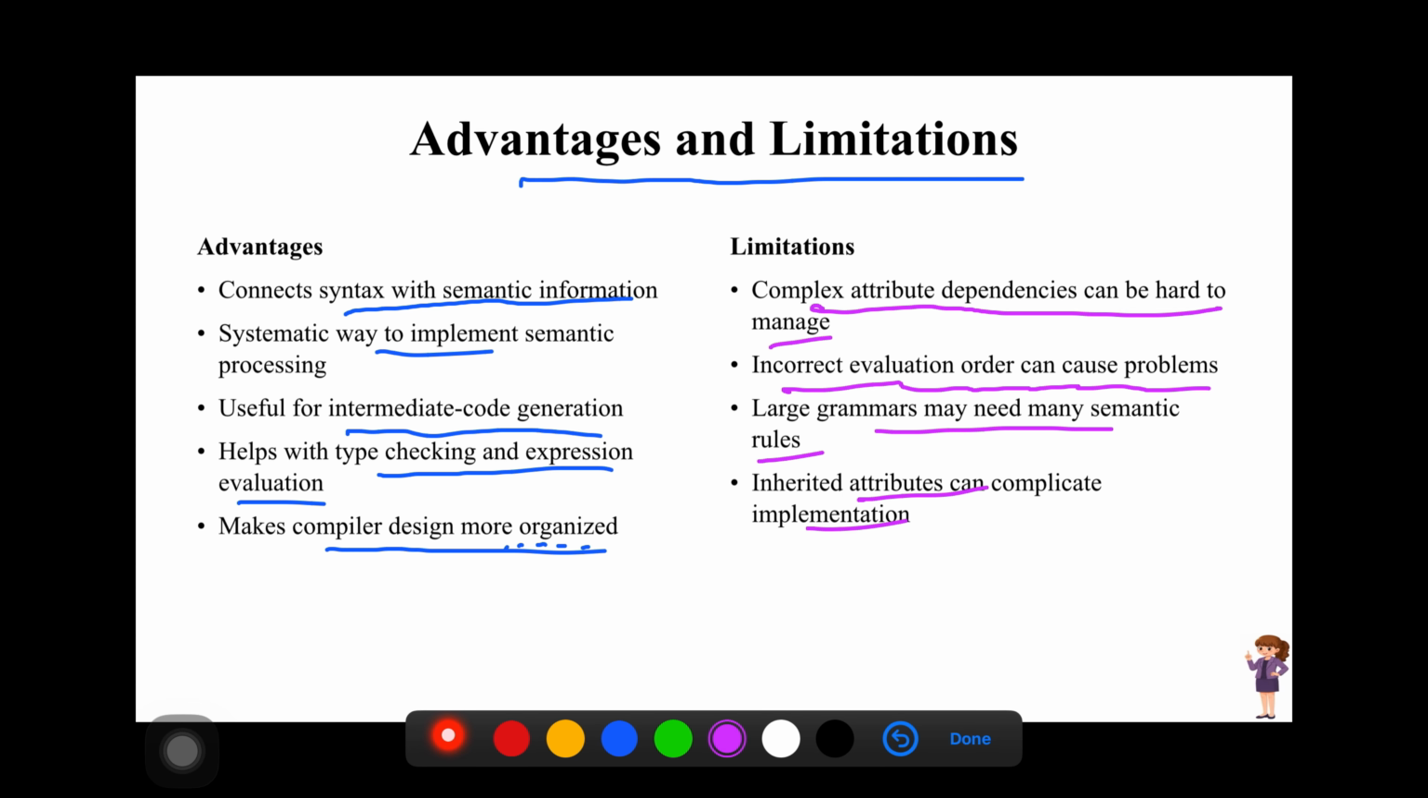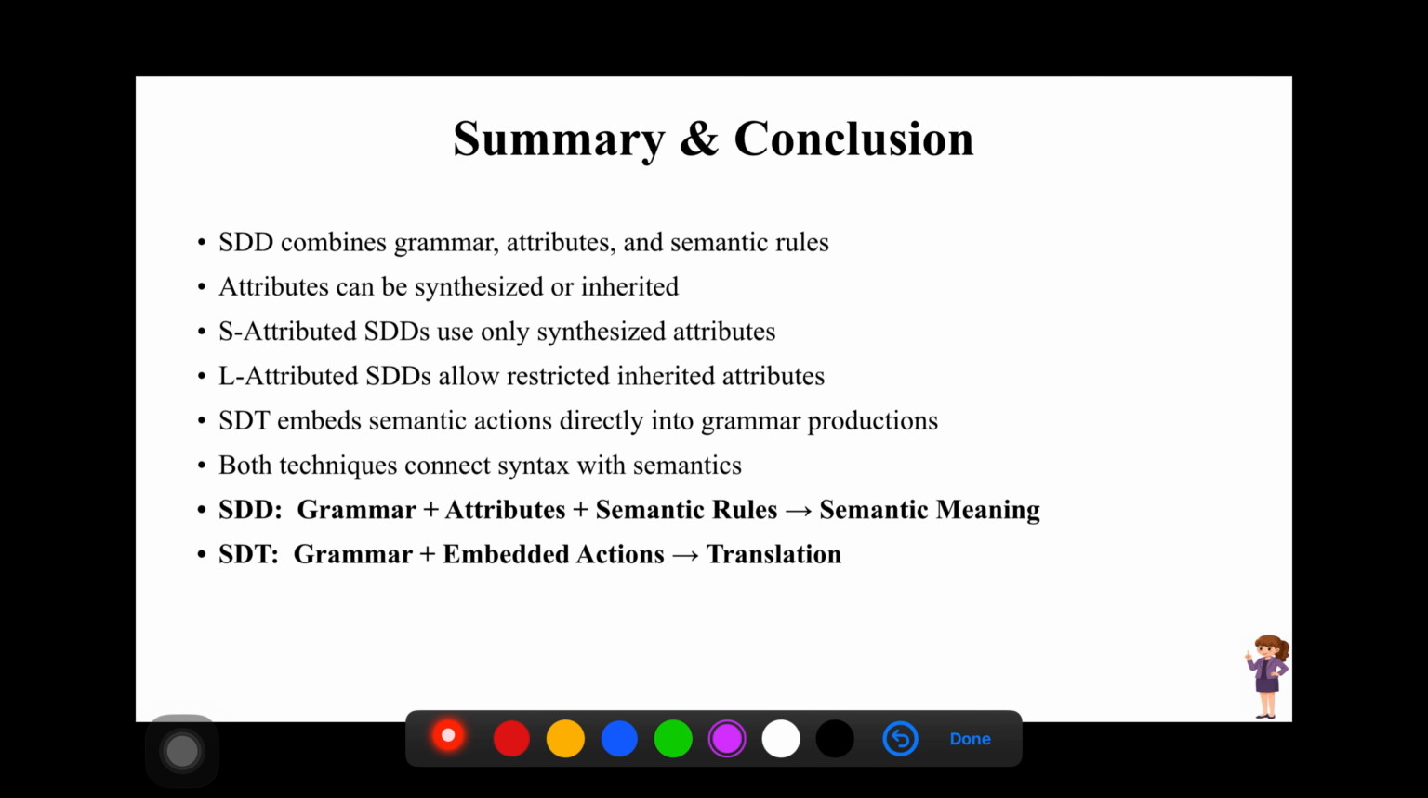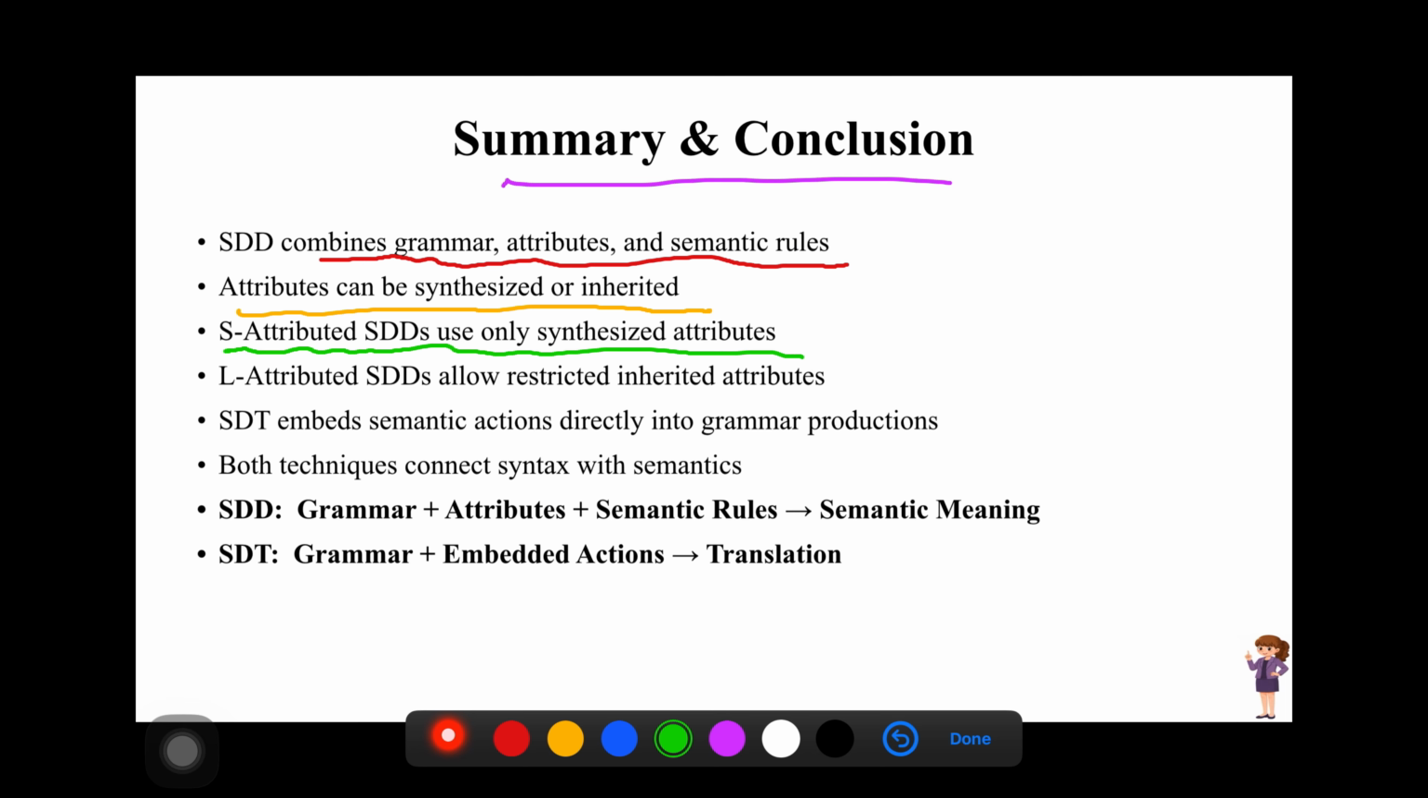Let's move on to the summary and conclusion. To conclude today's presentation, let's quickly revise the important concepts. The syntax directed definition combines the grammar with the attributes and semantic rules. Attributes can be synthesized or inherited. S-attributed SDD uses only synthesized attributes. L-attributed SDD allows restricted inherited attributes.